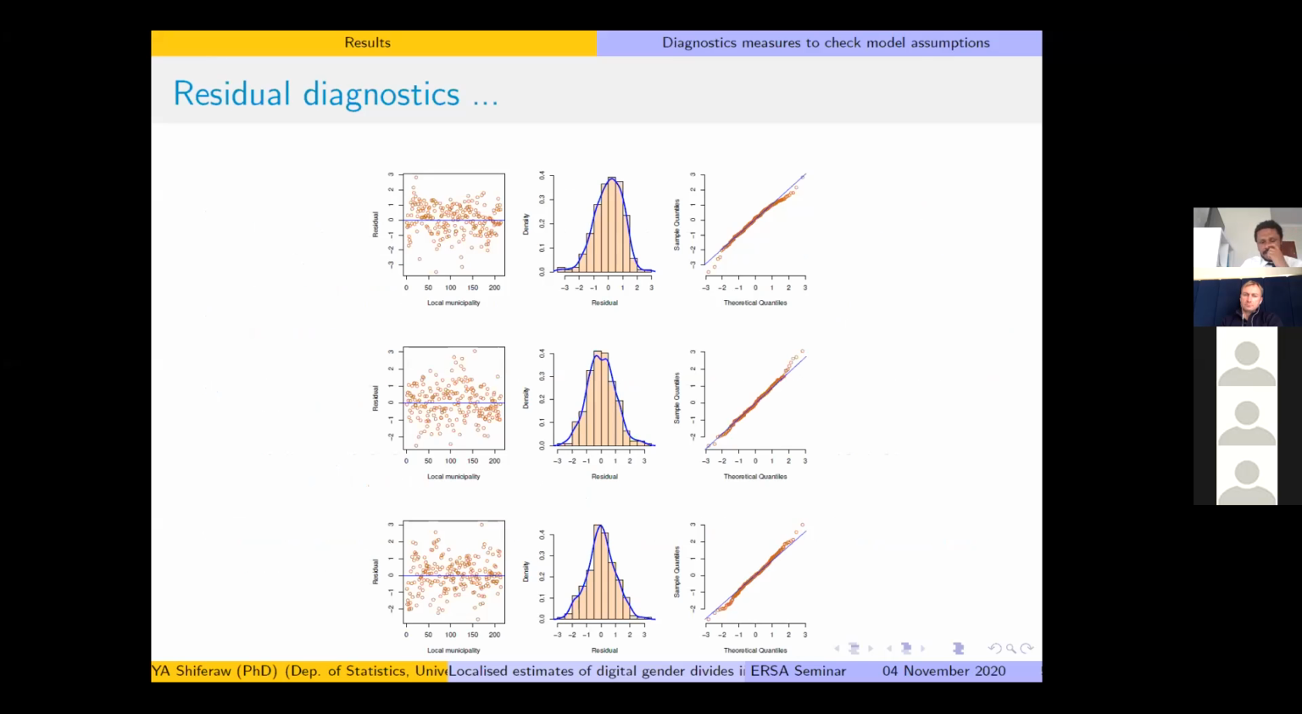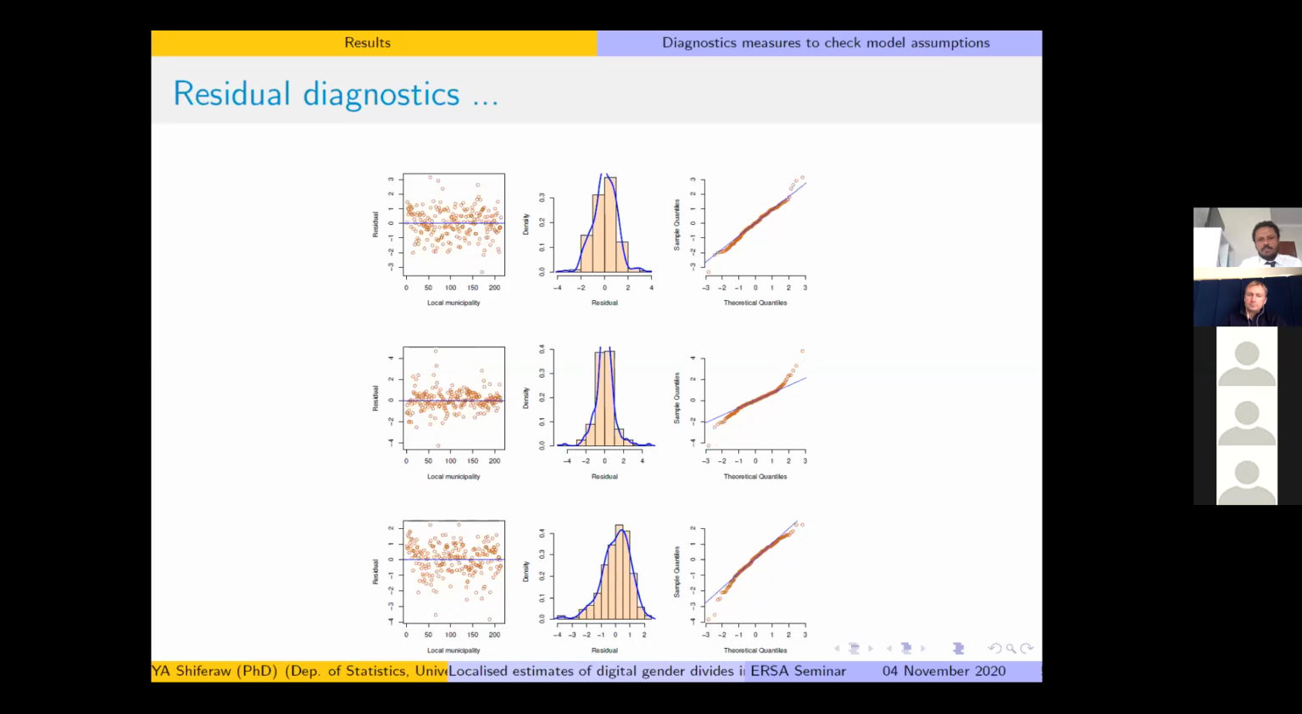Residual diagnostics, again, I have done the residual diagnostics. These are the distributions of residuals for male internet users, female internet users, male tablet and cell phone owners. As you can see, they are more or less randomly distributed. And the histograms of the residuals for the estimates are again symmetric. All the plots are along the 45-degree line. Again, the model assumptions are more or less okay. These are for female cell phone owners, male tablet owners, and female tablet owners.